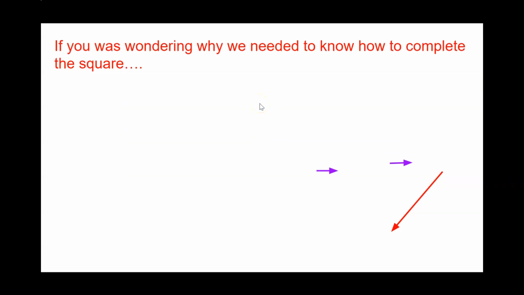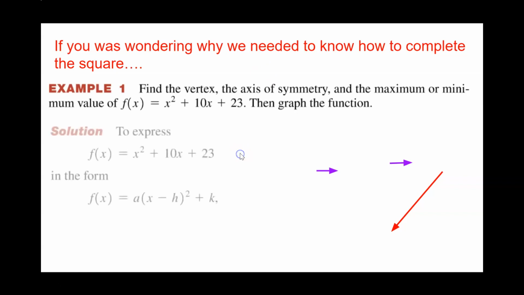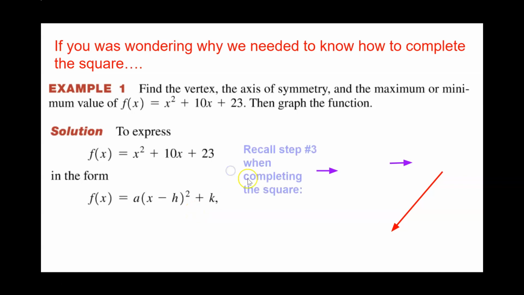So back in section 3.2, I made a video on how to complete the square. You may wonder why we need to know how to complete the square. This is one of the reasons, because we're going to transform this equation into the form that we just introduced in this section, so we can find the vertex, the axis of symmetry, and the max and min. If you need a refresher, this is going to be a quick one, please go back to the 3.2 slides or my video that explains how to complete the square.